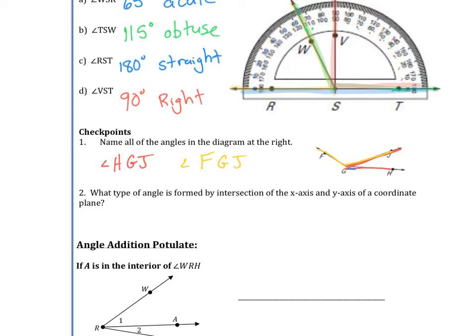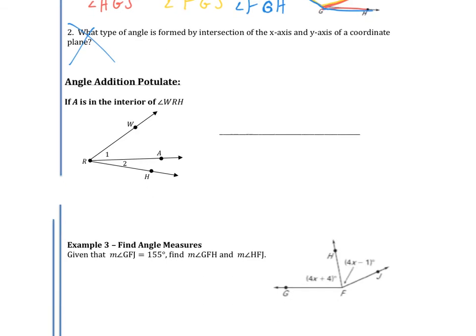And lastly, we have the biggest angle, the one that's on the outside. That'll be angle FGH. And just so you know, you could flip the order of the first and last letter and it would still be correct. You just have to keep that middle one the same. Like G has to be in the middle. Okay, and we are going to skip checkpoint 2. And we'll go on to angle addition postulate.